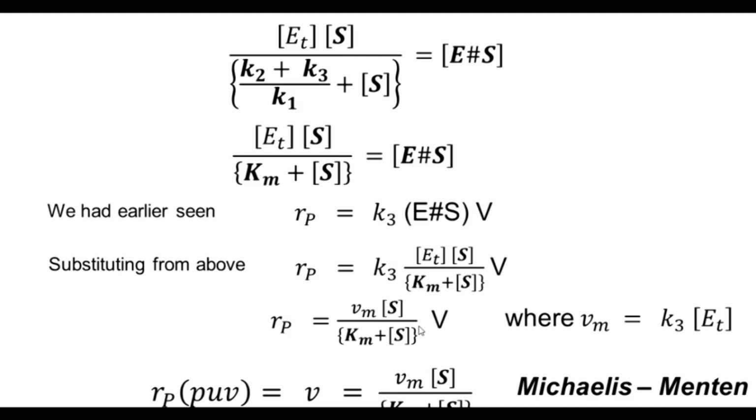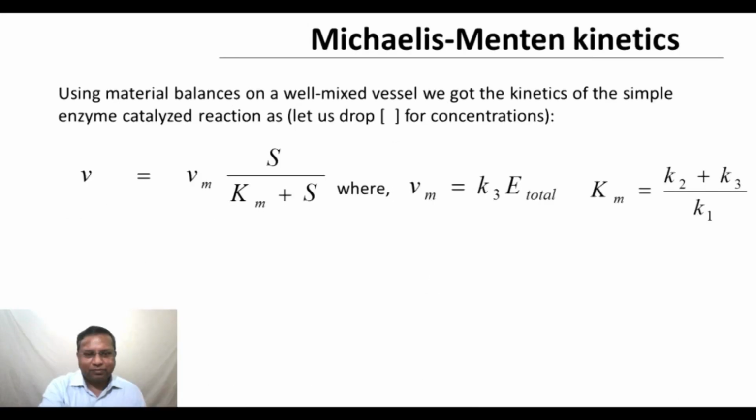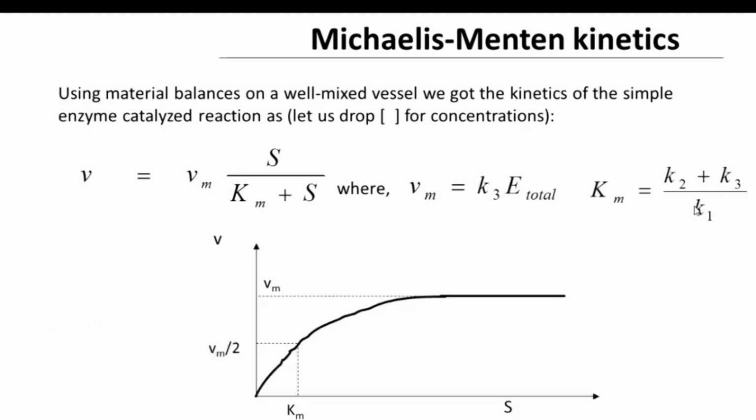Does this form of the equation remind you of something that we saw in the previous lecture? Just keep that in mind. We'll come back to that. So this is what we got. V equals Vm S by Km plus S, where Vm equals K3 into E total or ET, and Km is K2 plus K3 by K1. Now, does it strike you where you saw this earlier? If you plot V versus S, the volumetric rate of the reaction with the substrate concentration, you get a rectangular parabola.